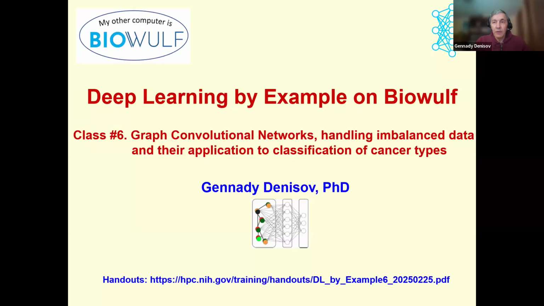The course Deep Learning by Example on Beowulf. This introductory course teaches the basics of deep learning and of different types of deep learning networks through a set of hands-on biological examples implemented in Keras, one example per class. Class number 6 will focus on graph convolutional networks, handling imbalanced data, and their application to classification of cancer types.